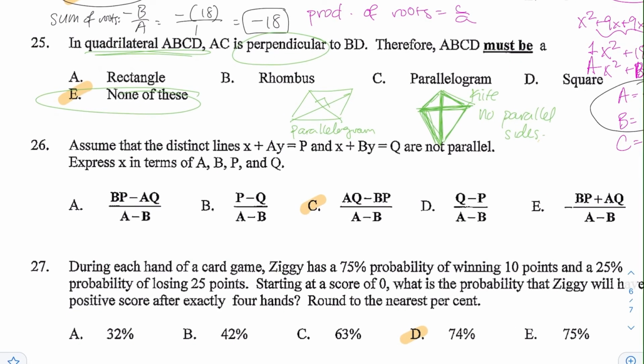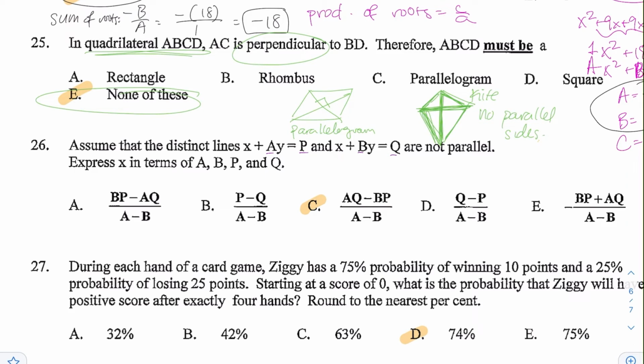Next, for number 26, assume that the distinct lines x plus ay equals p and x plus by equals q are not parallel. Express x in terms of a, b, p, and q. So you want x in terms of these four variables, and you can actually solve for x in only two of the variables. So when you have these two equations, you can bring all four of the variables a, p, b, and q together if you substitute in for y.